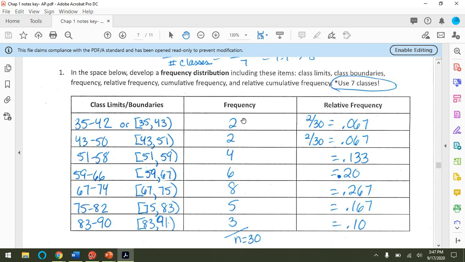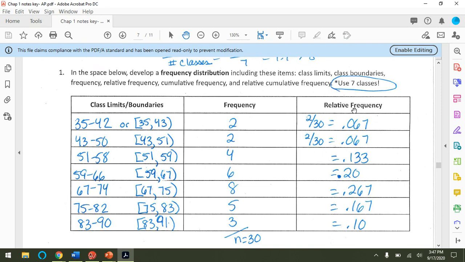And then I'm going to double check my frequency. If you add these all up, I get a sample size of 30, n equals 30, where n is your sample size symbol. And n equals 30 is important because we need to make sure that we're getting the right sum. We have 30 data points. We double checked, we got 30 here, perfect.